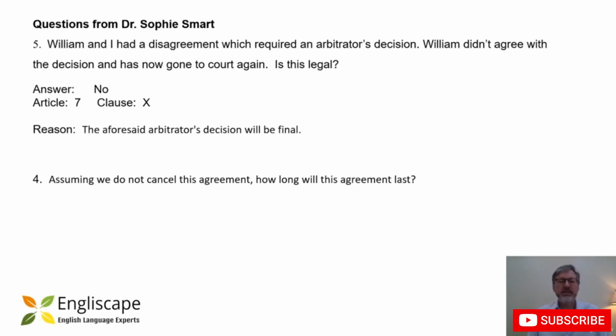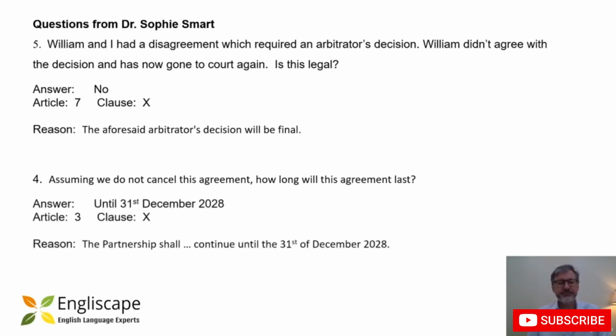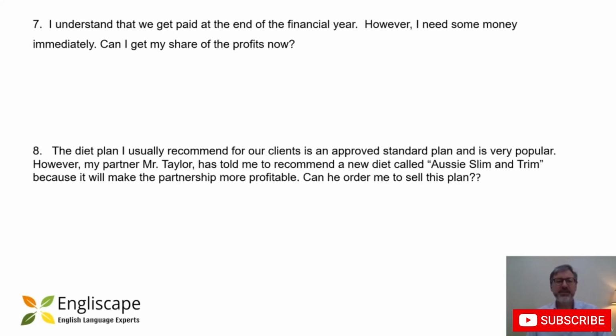Question 4. Assuming we do not cancel this agreement, how long will the agreement last? Until 31st of December 2028, in Article 3, the partnership shall continue until the 31st of December 2028. Question number 7. I understand that we get paid at the end of the financial year. However, I need some money immediately. Can I get my share of the profits now?